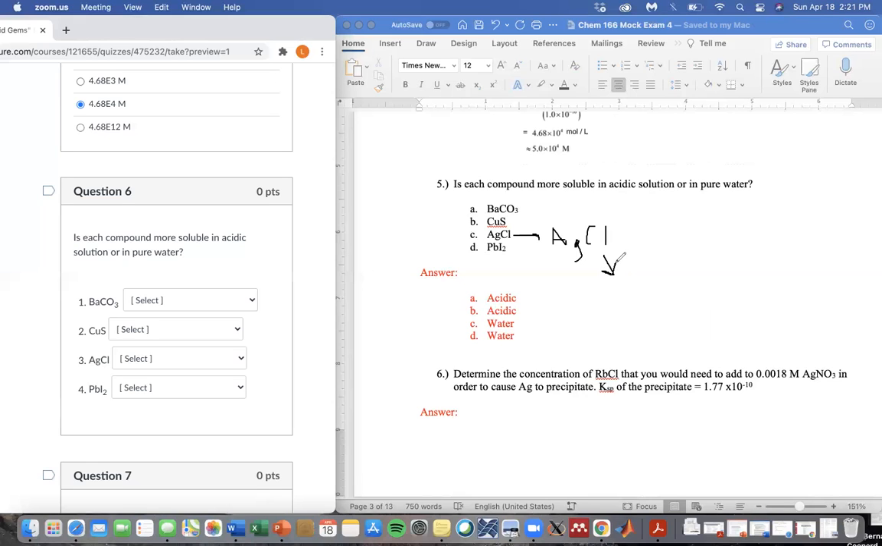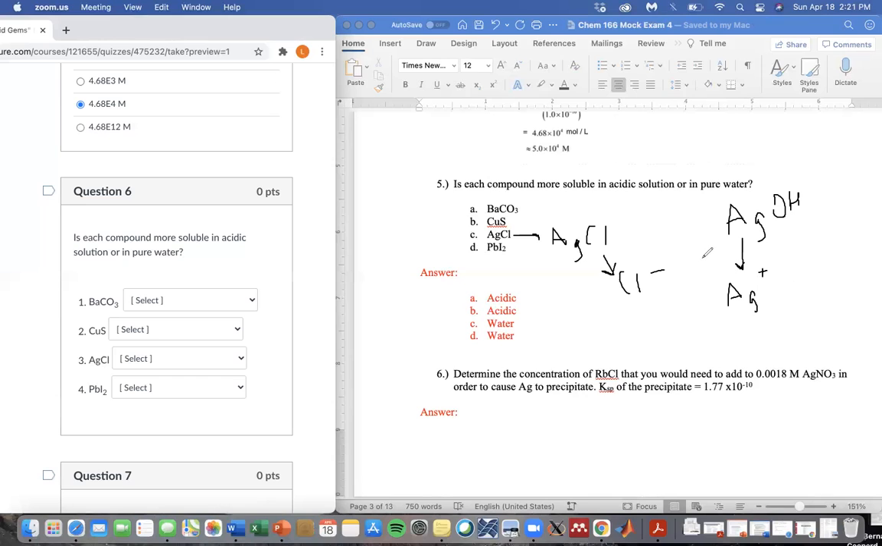But AgCl is just, Cl minus is the conjugate of HCl, which is a strong acid. So Cl minus is just going to hang out in the solution and not do anything, because it's a spectator ion. But if you had AgOH, it would be a weak base. And so the conjugate of this is going to be Ag plus, which is a weak acid.